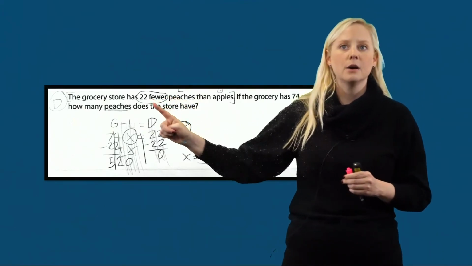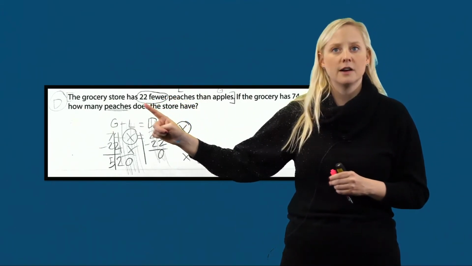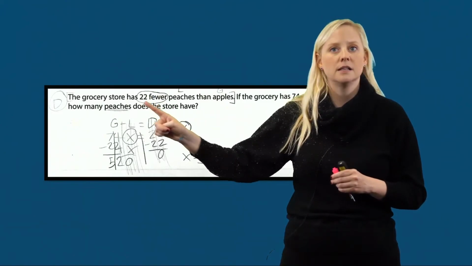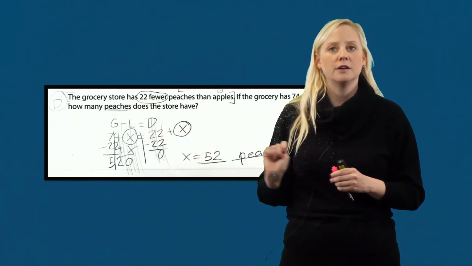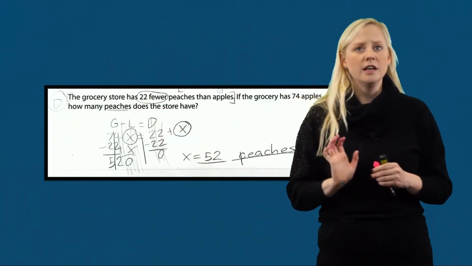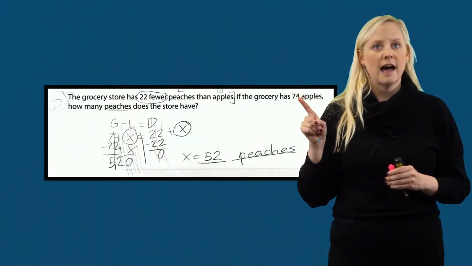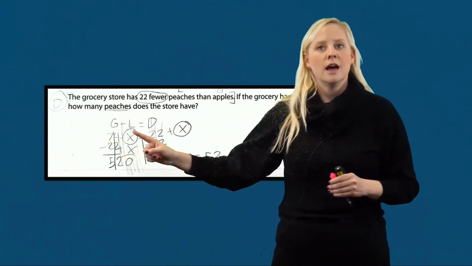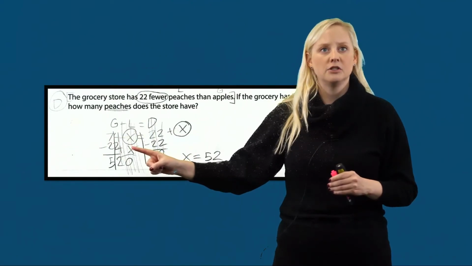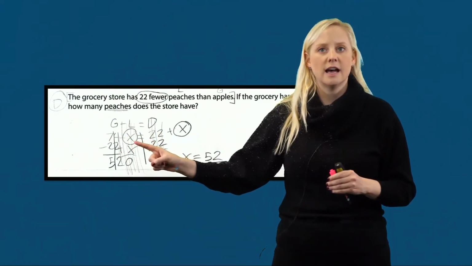If we look at our compare word, fewer, we see a number in front of it. That tells us that that number is D. So the student put 22 under D. Then we identified the G as the apples, so 74, and that we didn't know the amount of the peaches. We did know the amount that's less, so that's the X.